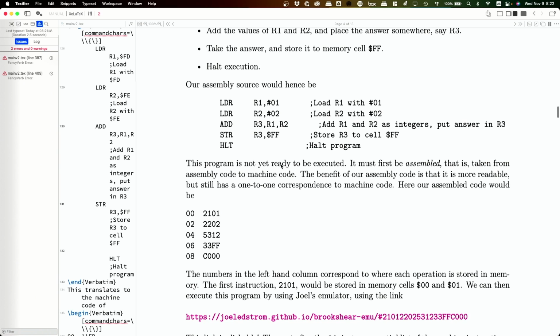So how do I know if I'm talking about a memory address versus an actual number? The scheme I decided to go with was that hashtag means the specific number, and $ means that as a memory address. So the difference between $01 and hash mark 01: $01 would mean go to memory cell 01 and whatever you find there, load it into the register.